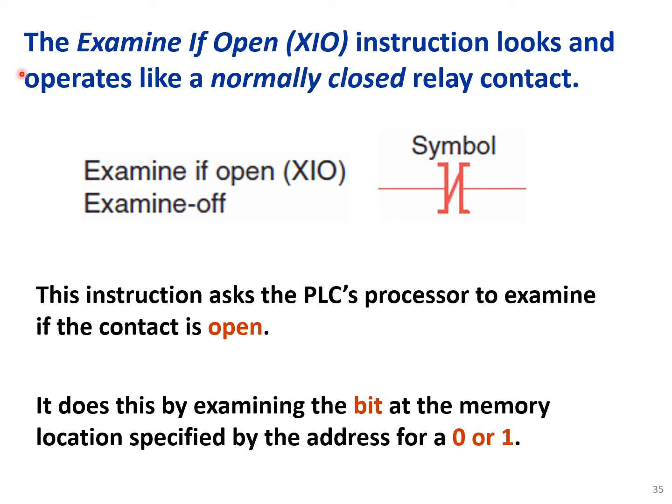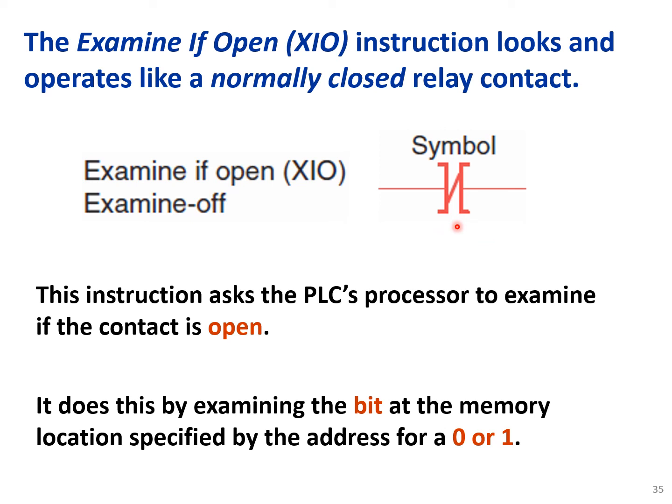The examine if open instruction looks and operates like a normally closed relay contact. So this one is the opposite of XIC, or we could say that this one is the negated form of a normal contact. This is a negated sign. The instruction asks the PLC processor to examine if the contact is open. So the other one checks if the contact is closed. If it's closed, then it's 1. But this one checks if the contact is open.